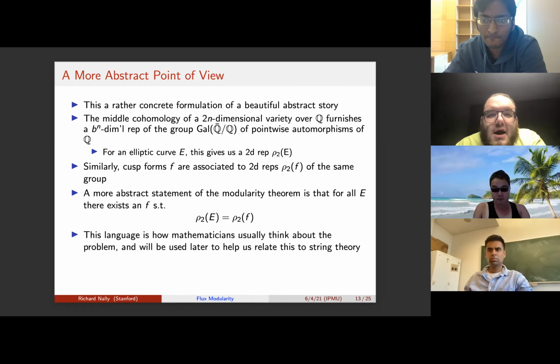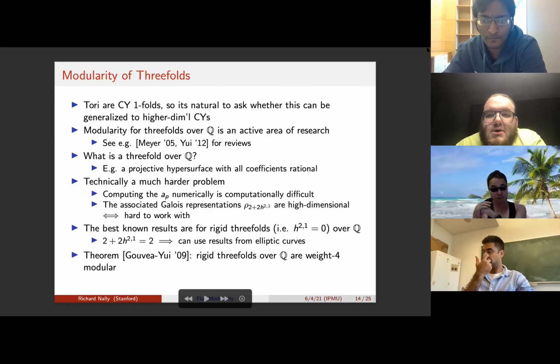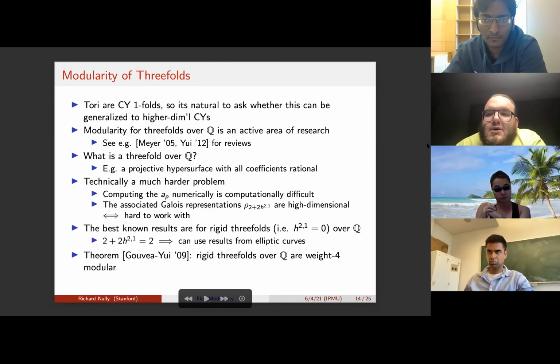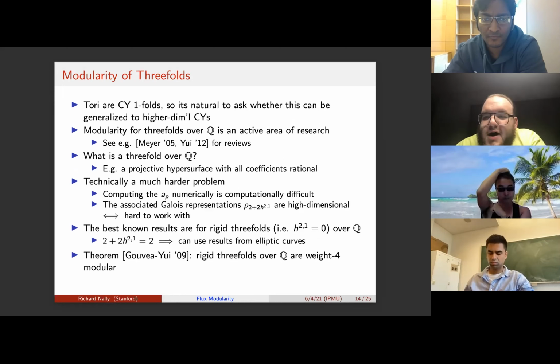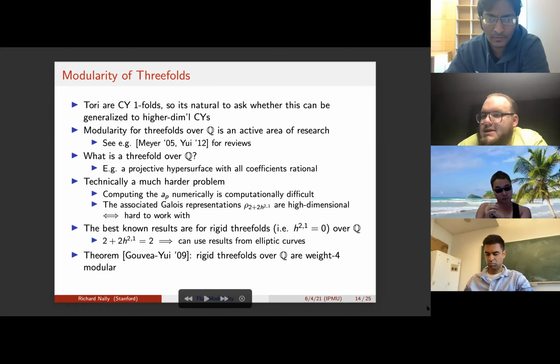Okay, then I guess I will start talking about threefolds. So as we all know, tori are Calabi-Yau one-folds. So it's quite natural to ask whether this can be generalized to higher dimensional Calabi-Yaus. And so the modularity of higher dimensional Calabi-Yaus, including in particular Calabi-Yau threefolds, is an active area of research. I've given you 2 fairly recent reviews here, but the field is very much in development.